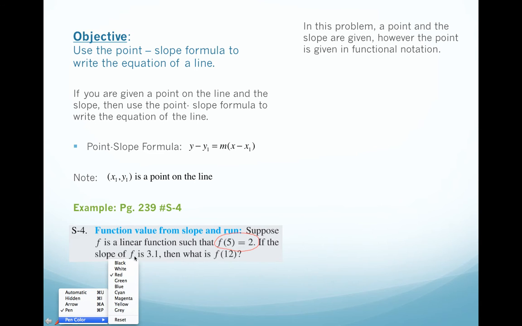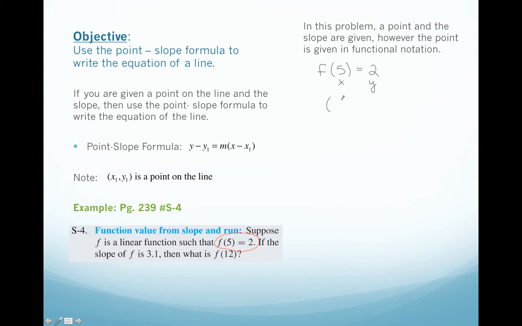In order for us to write the equation of a line, let's go ahead and rewrite this point, which is given to us in functional notation, as an ordered pair. Note that in this problem, the 5 represents the x, and this is telling us that when x is 5, the corresponding y value is 2. So we can rewrite this as the ordered pair (5, 2). I'm going to label this 5 as x sub 1 and this 2 as y sub 1, which represents the point on this line.